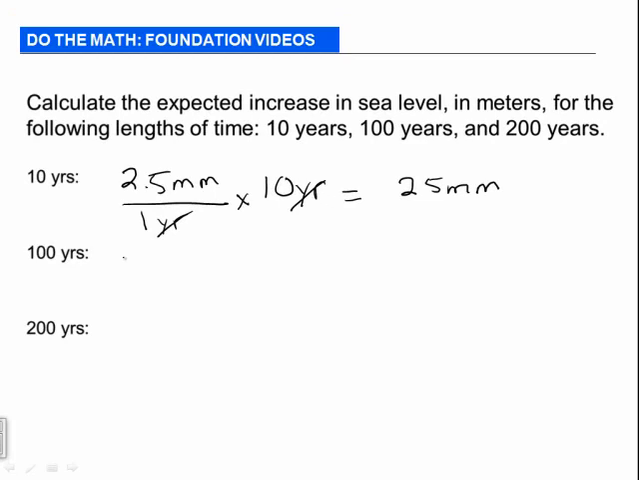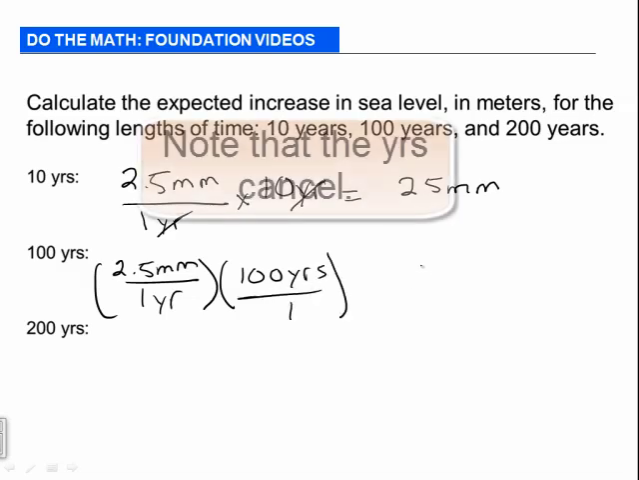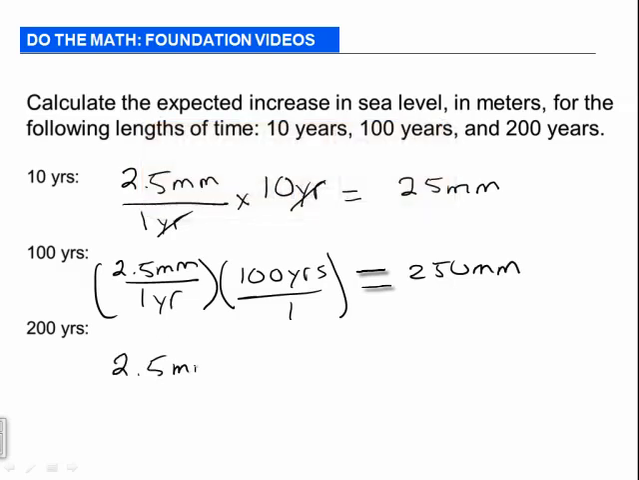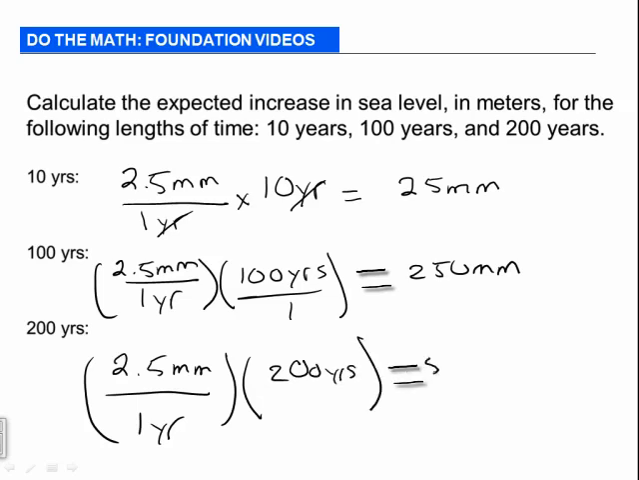Conversely, I do that for 100 years, you'll take the 2.5 millimeters in 1 year, might want to put parentheses around it, you'll times that now by 100 years, and that will be 250 millimeters. Okay? And for 200 years, you'll take 2.5 millimeters per 1 year, and you would multiply that by 200 years. And that would be 500 millimeters.